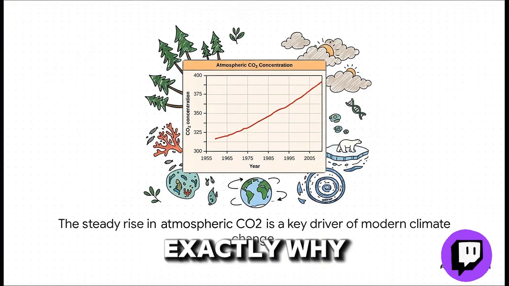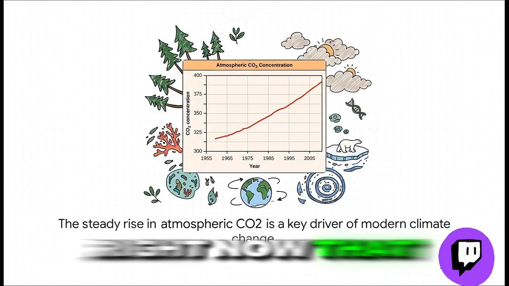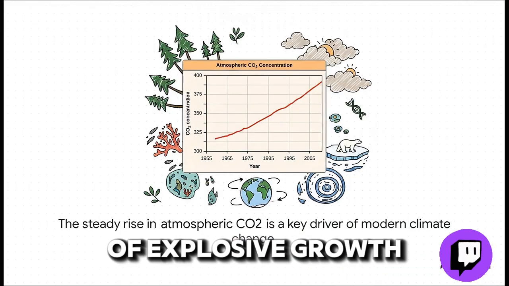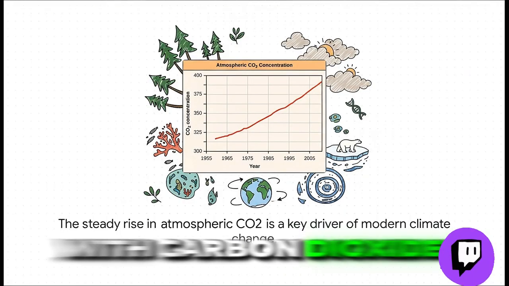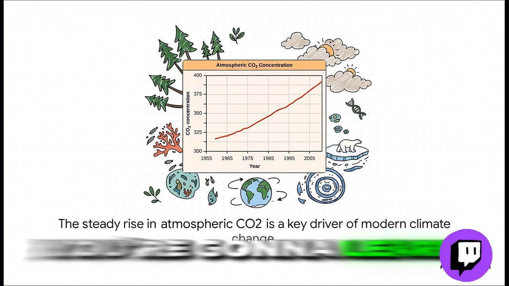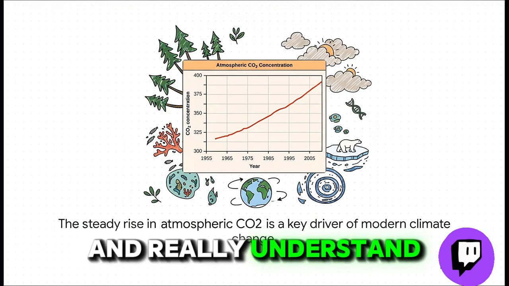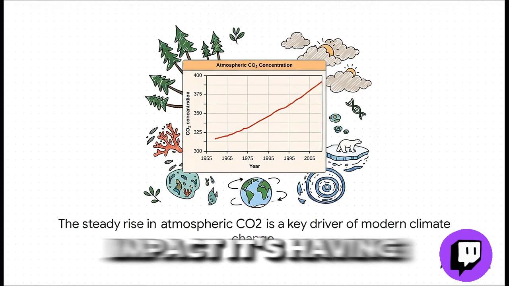And this is exactly why understanding this stuff is so critical right now. That J-shaped curve of explosive growth, it's not just a theory in a textbook. It's what we're seeing right here with carbon dioxide in our atmosphere. You're going to learn the science behind this graph and really understand the massive impact it's having on our world.